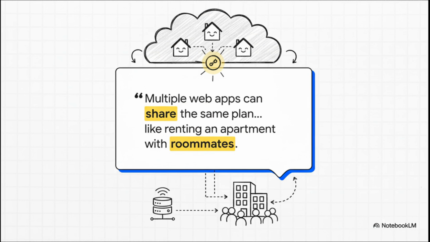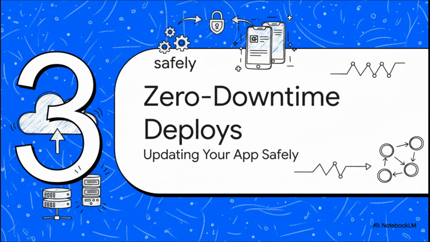Now this is where it gets really smart and honestly super cost-effective. You don't need a totally separate plan for every little app you build. This quote just nails the concept. Multiple apps can share the resources of a single plan. It is literally like having roommates to split the rent. It's incredibly efficient.